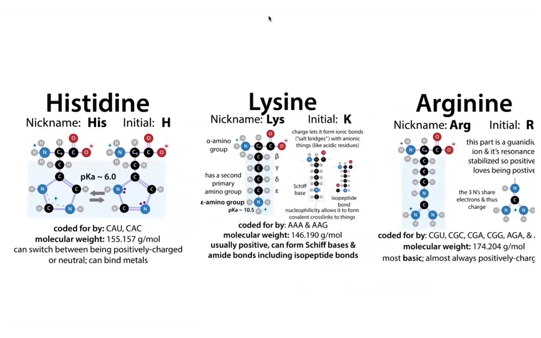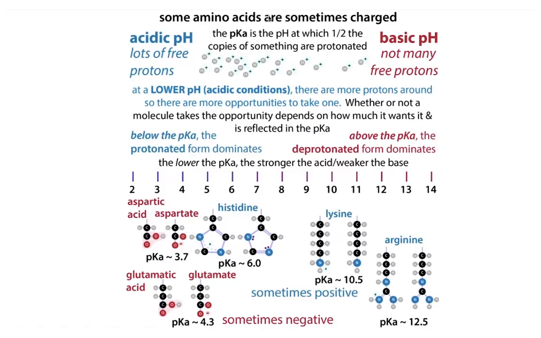So it's able to act as a base, take that proton, and the nitrogen is going to be represented as blue. And so we represent these basic amino acids as blue. In terms of these three, arginine and lysine are almost always going to be protonated, whereas histidine is kind of more of a mix.